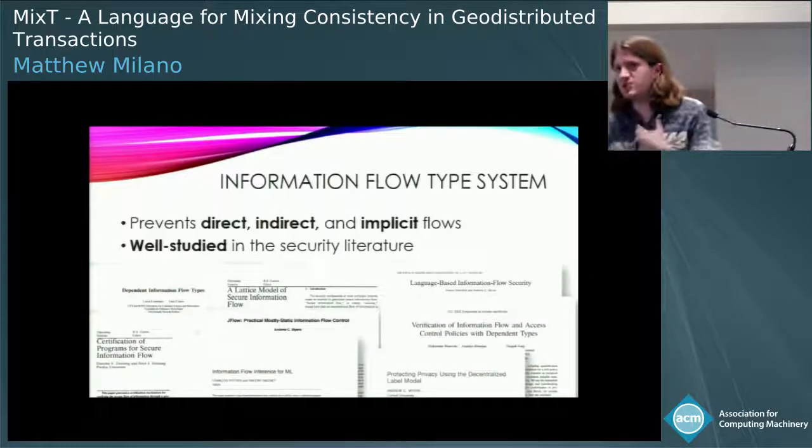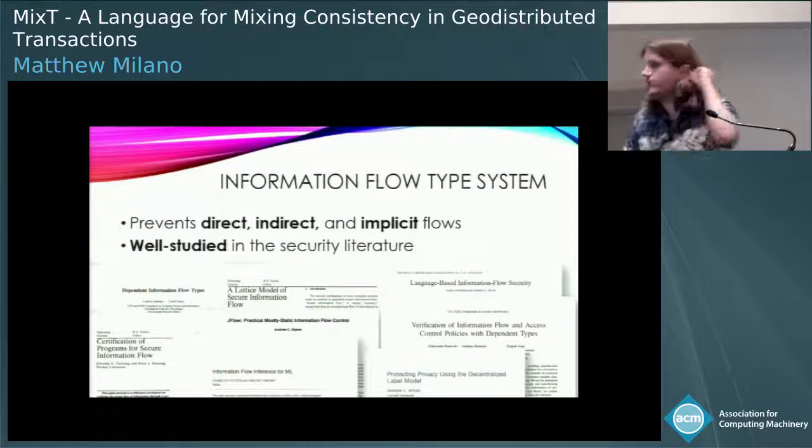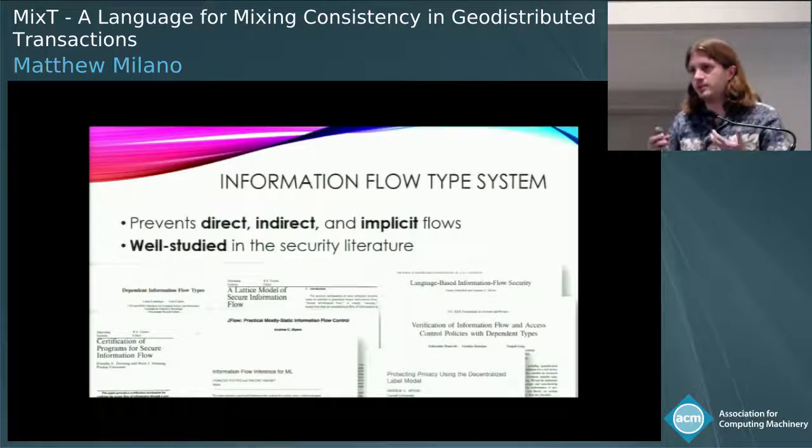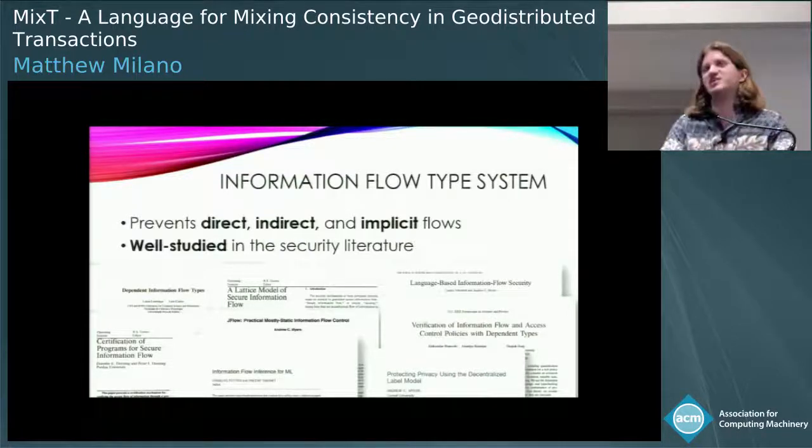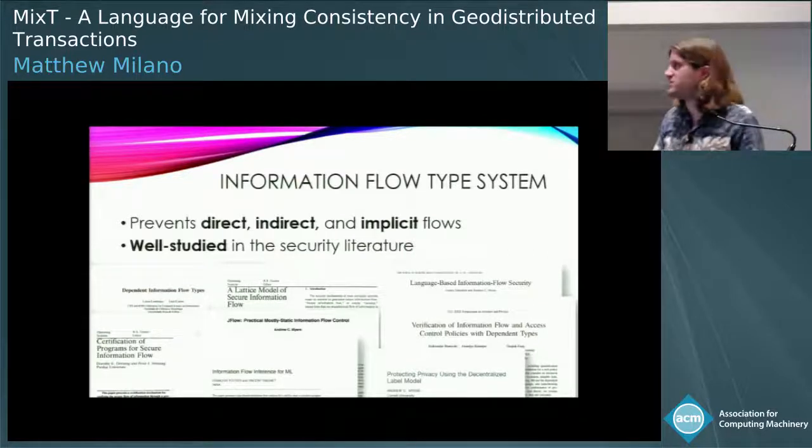Information flow type systems capture exactly that kind of surprise we wanted to avoid. They prevent both direct bad flows, like when I read a weak variable and just directly assign it into a strong one, and indirect or implicit flows, like that if statement that we saw earlier. And information flow type systems are incredibly well studied in the security literature.